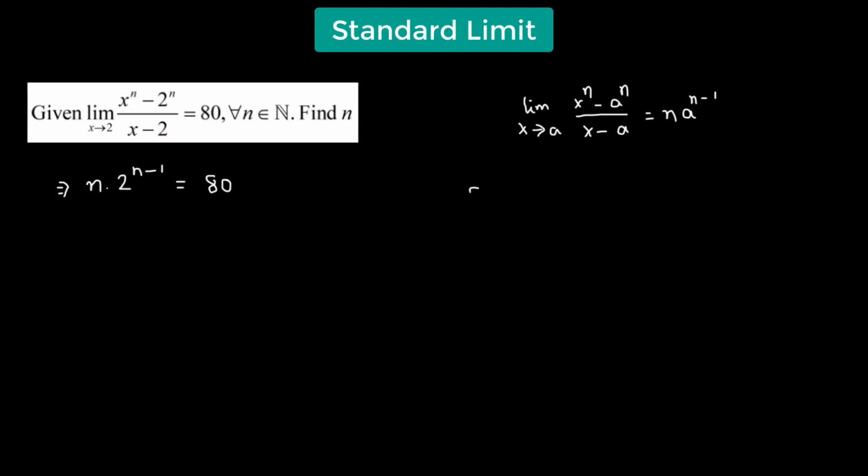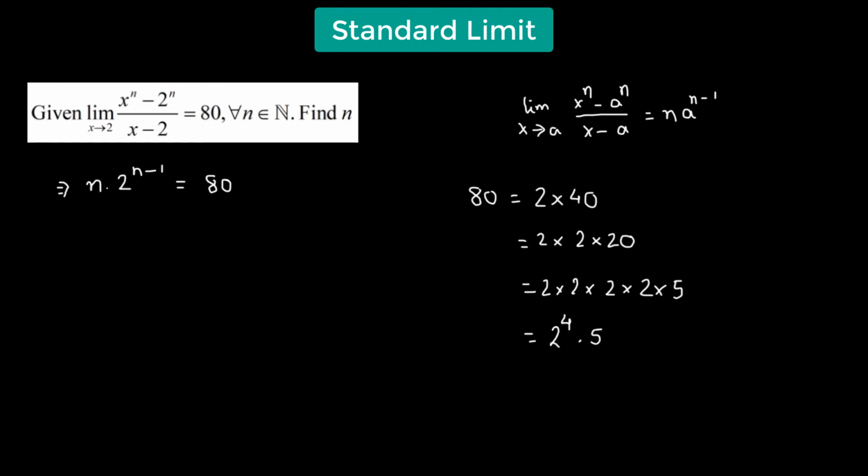Now we're going to find the factors of 80. So we have 2 times 40 is 80. 40 can be further broken down into 2 times 20, and 20 will be 2 times 10. 10 will be 2 times 5. So that means 80 is simply 2 times 2 times 2 times 2 times 5, that is 2 raised to the power of 4 times 5. So we have n times 2 raised to the power of n minus 1 equals 5 multiplied by 2 raised to the power of 4.